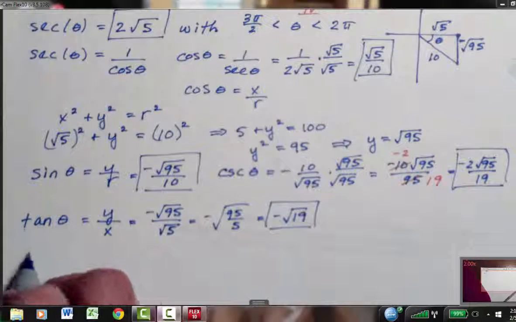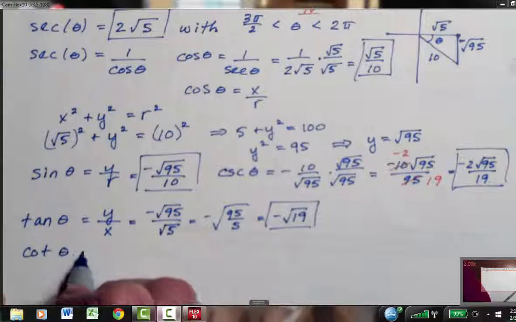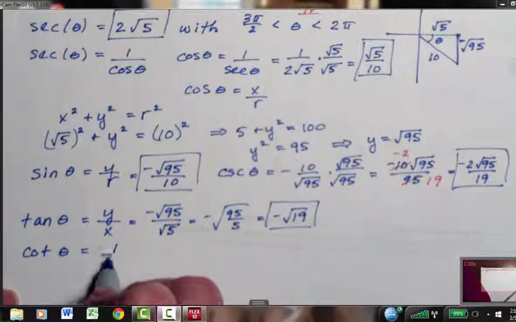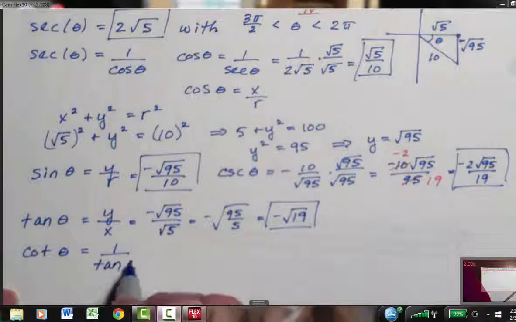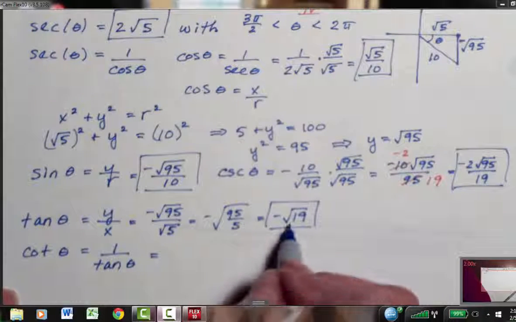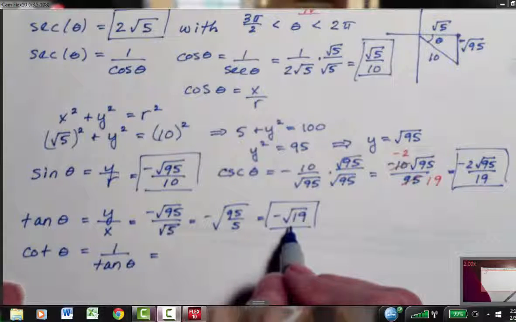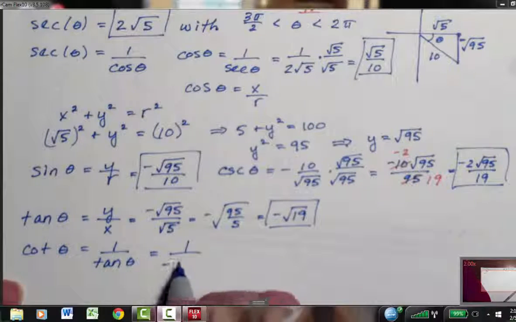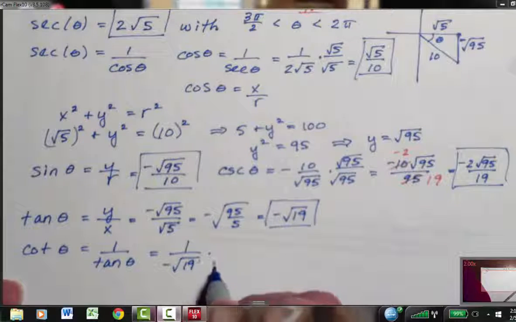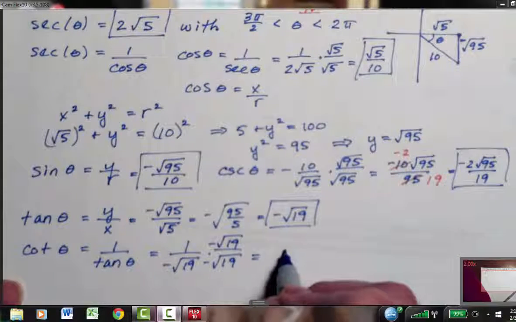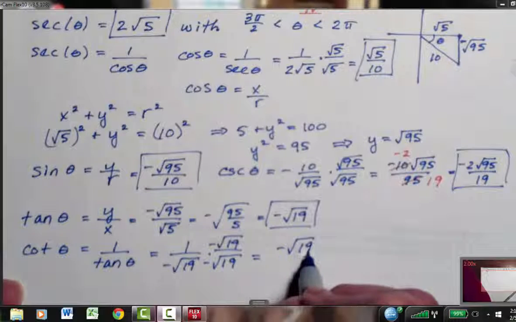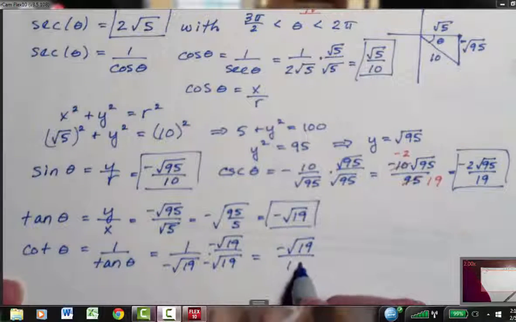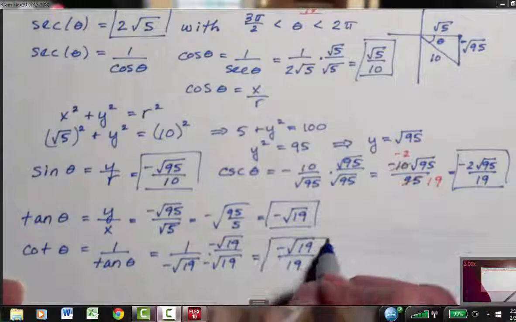And then cotangent is the reciprocal of tangent. So it's going to be 1 over tangent theta. The reciprocal of negative the square root of 19 is 1 over negative the square root of 19. Rationalize your denominator, and you end up with negative the square root of 19 over 19. And that is your cotangent function.